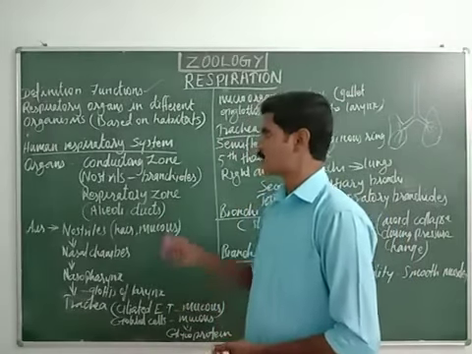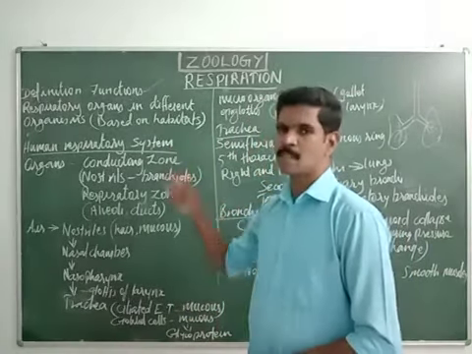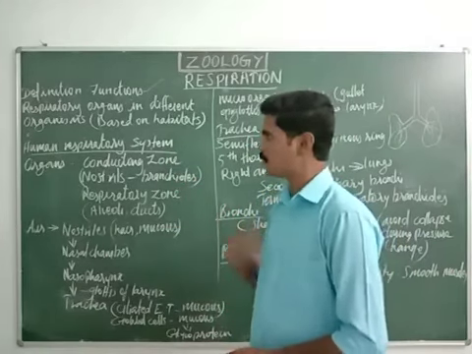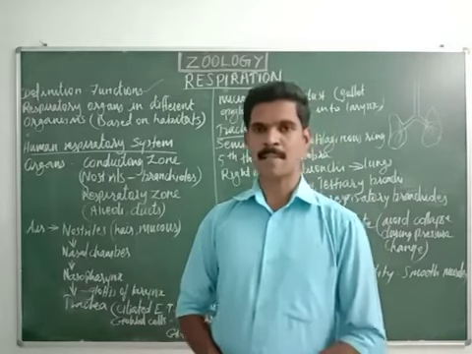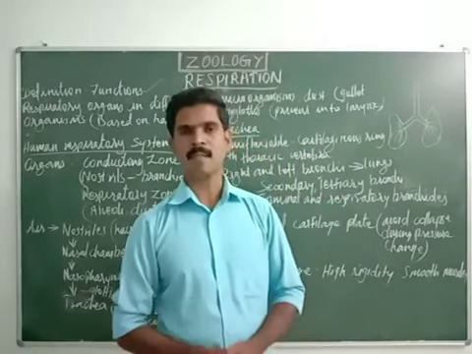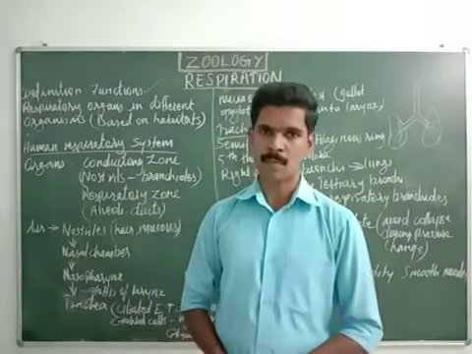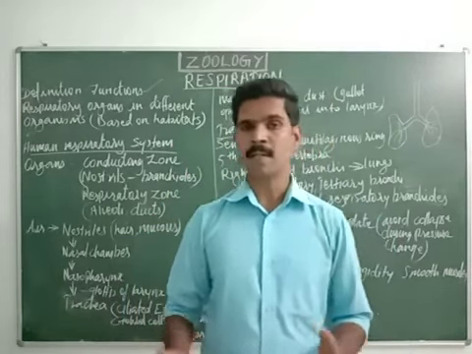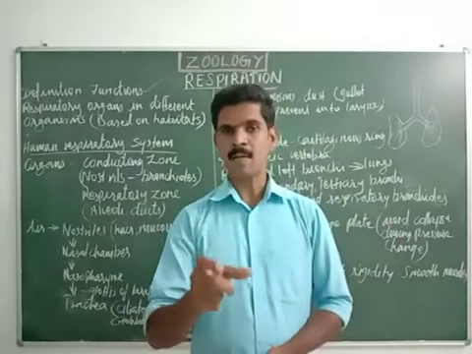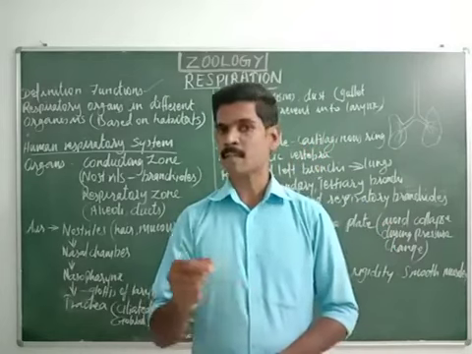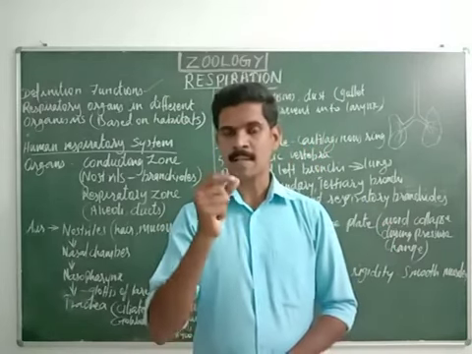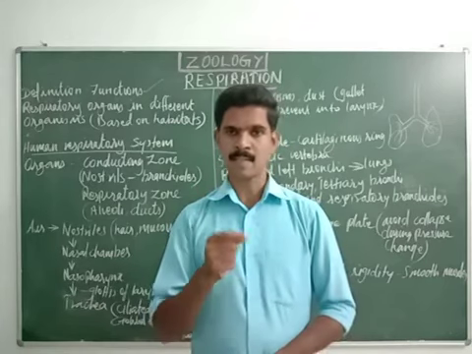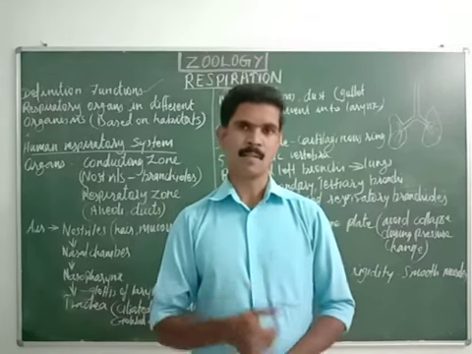Next we are going to study the structure of the human respiratory system. First we are going to study the organs of our respiratory system. The respiratory system of the human body is made up of many organs. Now I will say all the organ names present in our respiratory system, so listen very carefully. The first organ is the external nostrils.